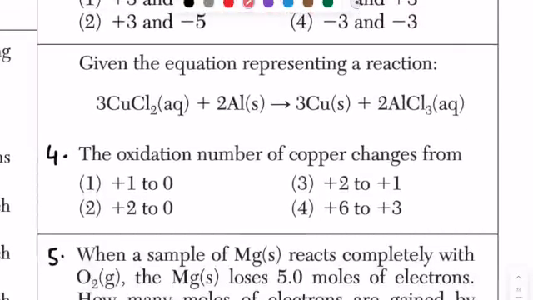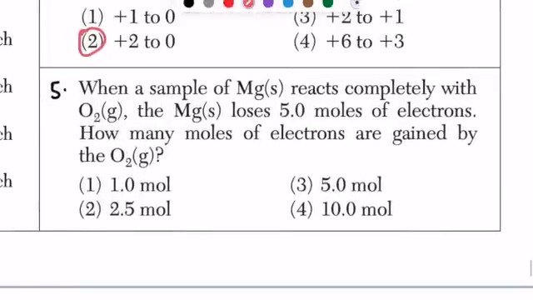So the oxidation number of copper changes from, if you do the anti-crisscross, copper is +2, and then copper in the products is 0. So it goes from +2 to 0. When a sample of magnesium reacts completely with oxygen, the magnesium loses 5 moles of electrons. How many moles of electrons are gained by oxygen? It should be the same. That's how redox reactions work. The electrons gained are equal to the electrons lost.